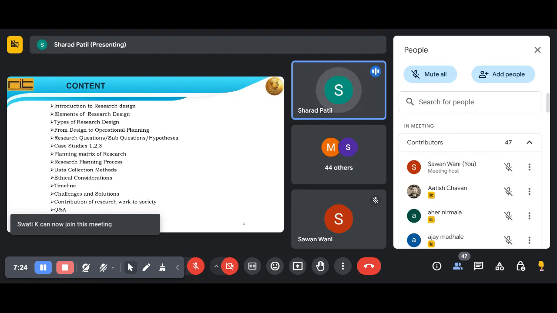Then the planning matrix of research, the research planning process, the different data collection methods, what the ethics in research are, how the timelines work, and what the different challenges and their solutions are. And lastly, whenever you complete your research, the very big question that will be asked to you is: what is your contribution as a researcher to society? So how can the research contribution be written from your research work? I have written one sample copy of my work over there, and then we'll have the question-answer session.